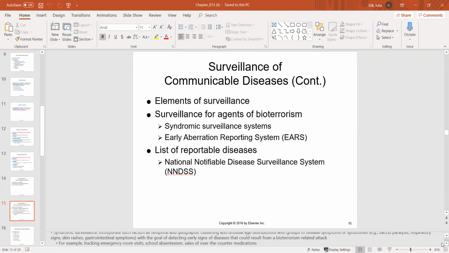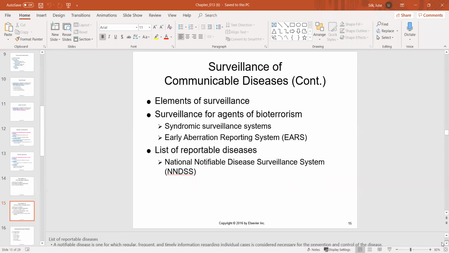So some examples they give here. Tracking emergency room visits, so that would be one way to surveil this. Tracking absences at school. And then sales of over-the-counter medicines. Like if someone's getting a rash from something all the time and they constantly are going to the store buying rash cream for this, then that would be a way you could surveil this.